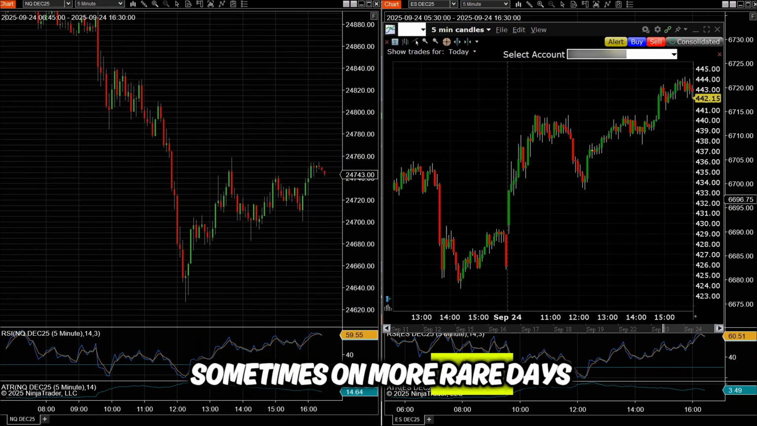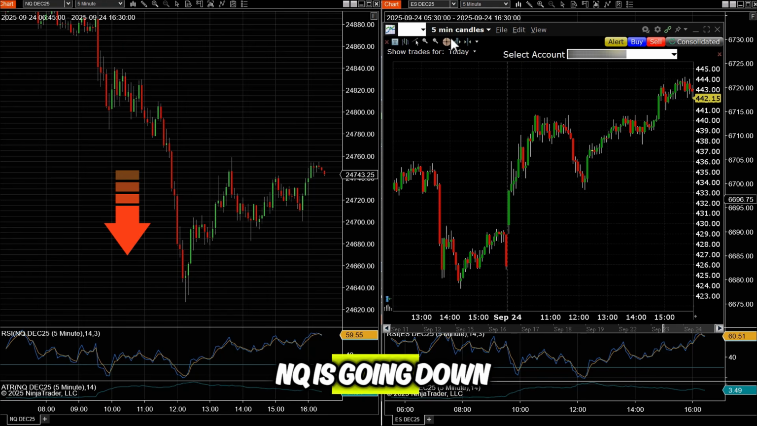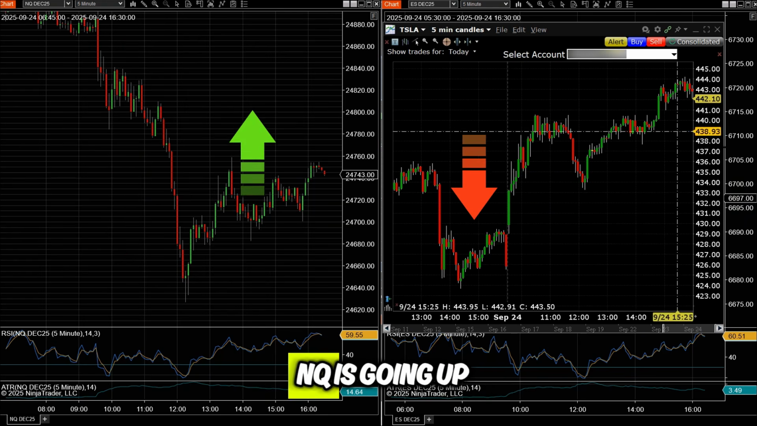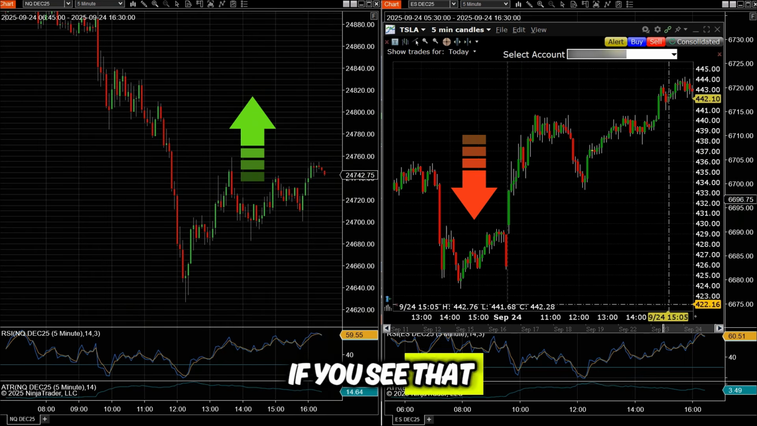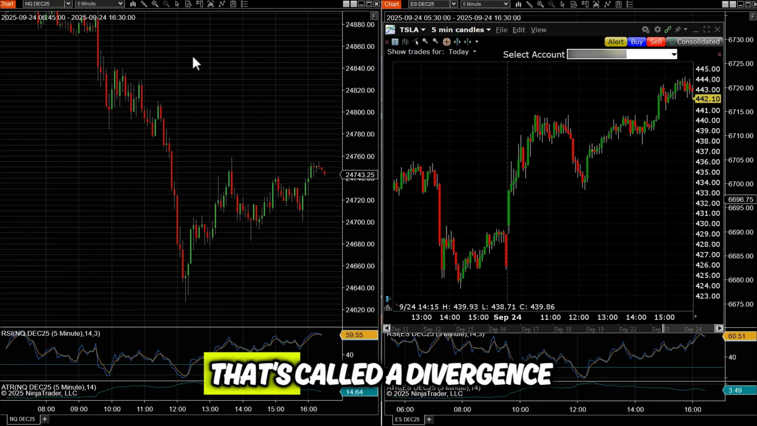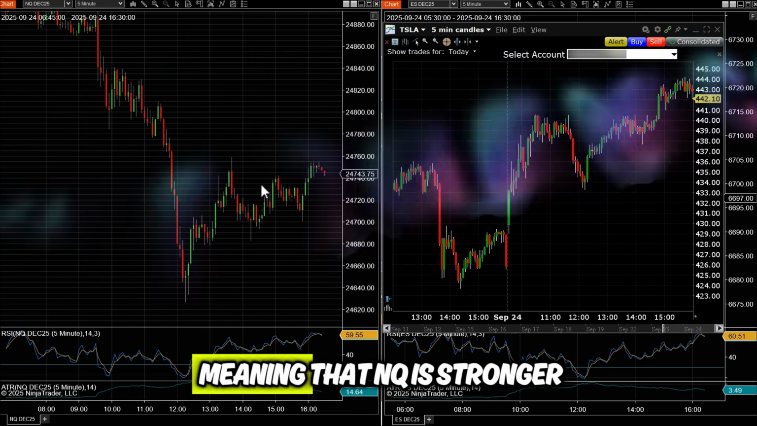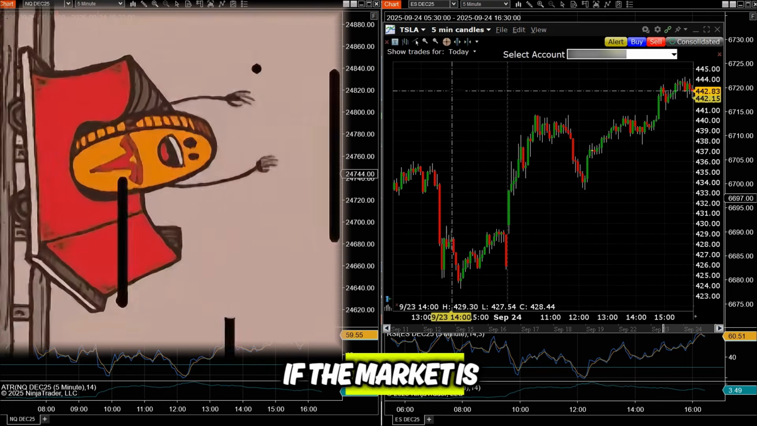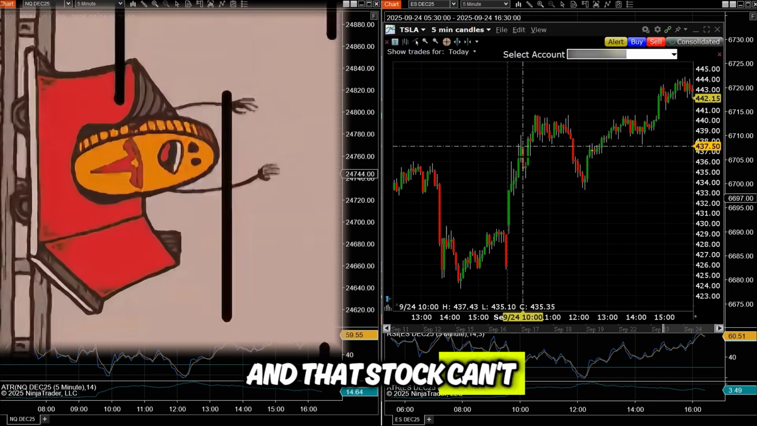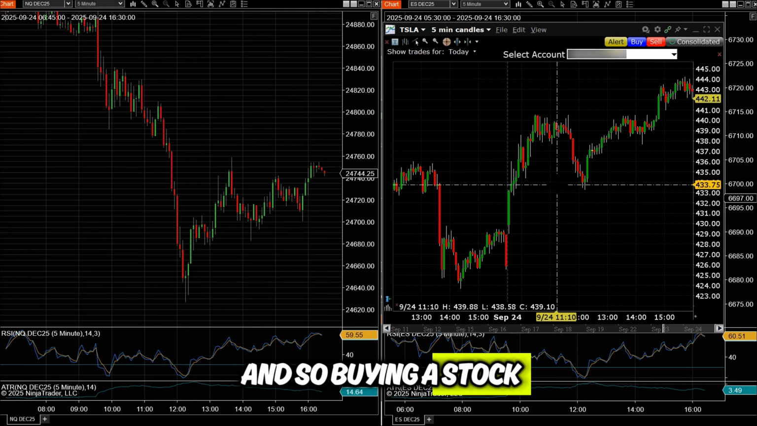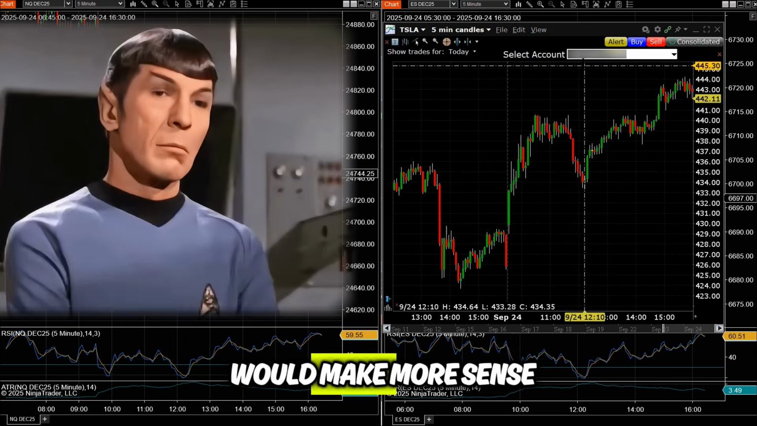Sometimes, on more rare days, you will see that NQ is going down and ES is going up, or vice versa, ES is going down and NQ is going up. If you see that ES is coming down and NQ is still holding or pumping higher, that's called a divergence, meaning that NQ is stronger. The same thing you can do for stocks. If the market is coming down hard and that stock doesn't come down, it means that that stock has relative strength. And so buying a stock while having relative strength would make more sense.